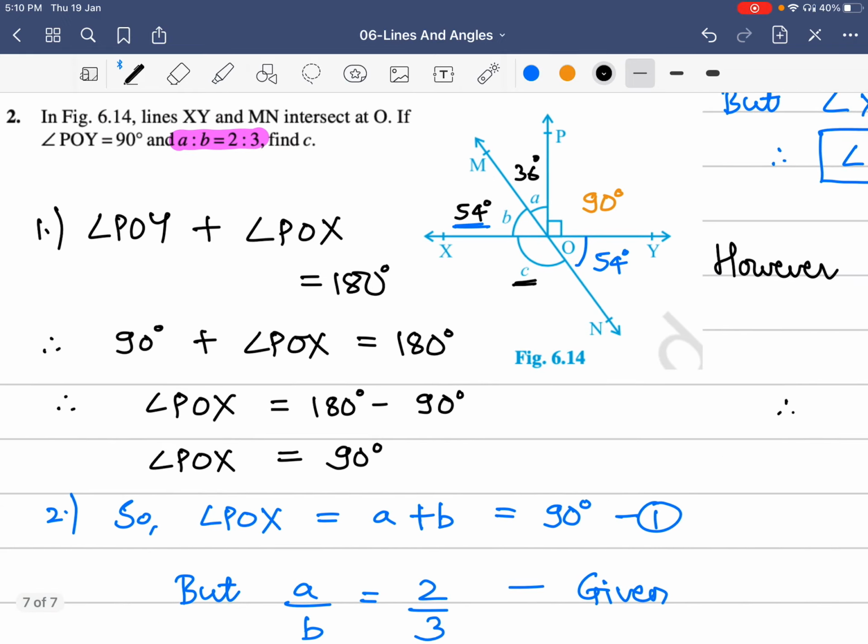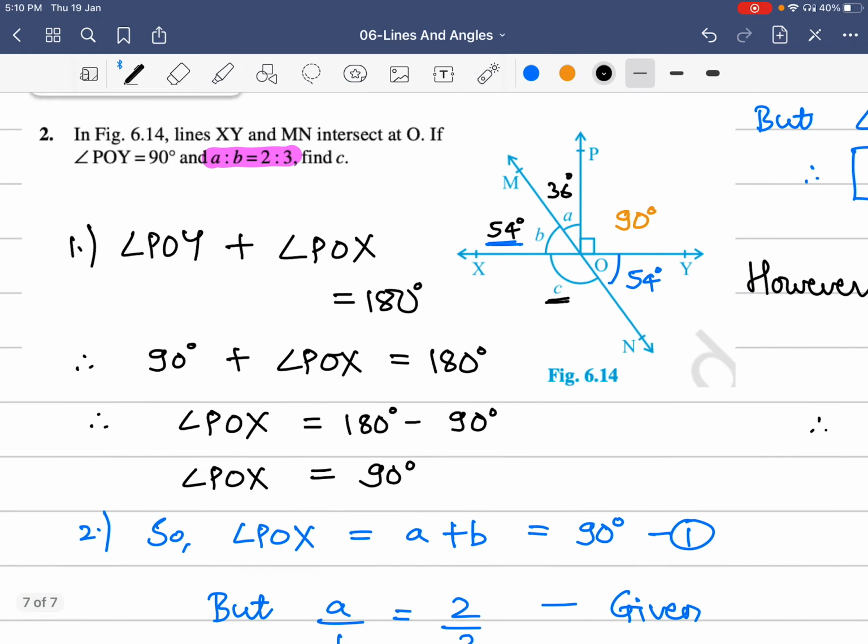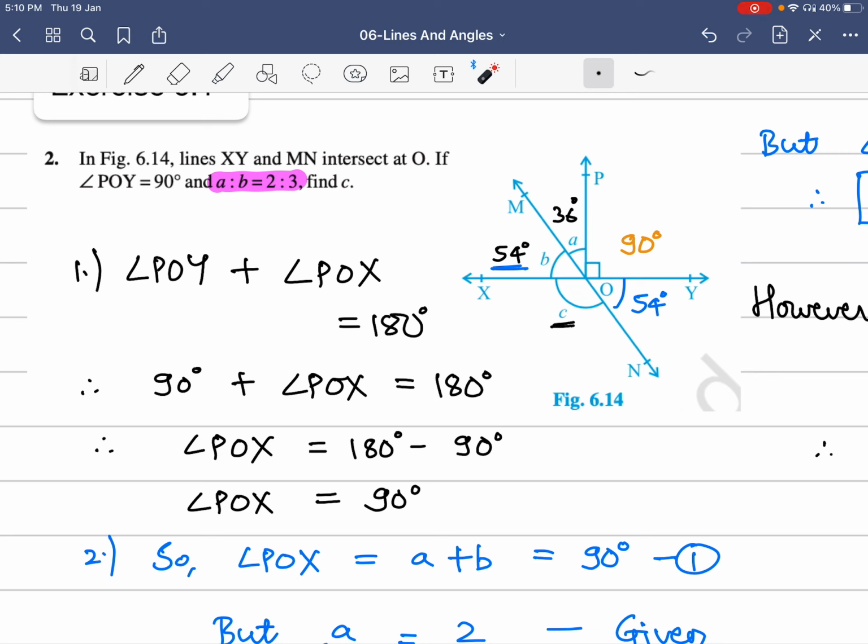This is exactly what the question is asking: find the value of C. So just let me write it down. The value of C will be 126 degree, and that is the answer of this question.